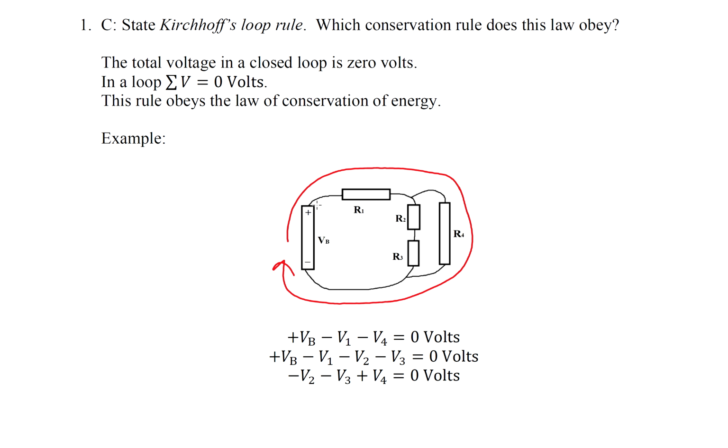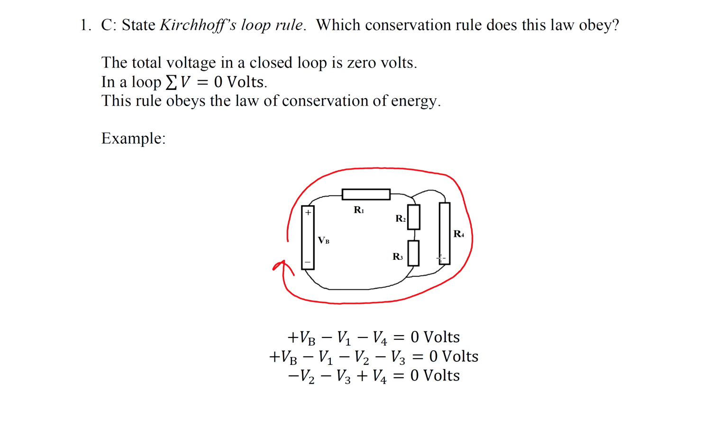Now let's take a look at this loop on the left side here. It's going to be plus voltage of the battery, minus voltage drop through resistor 1, minus voltage drop through resistor 2, minus voltage drop through resistor 3, is 0 volts.